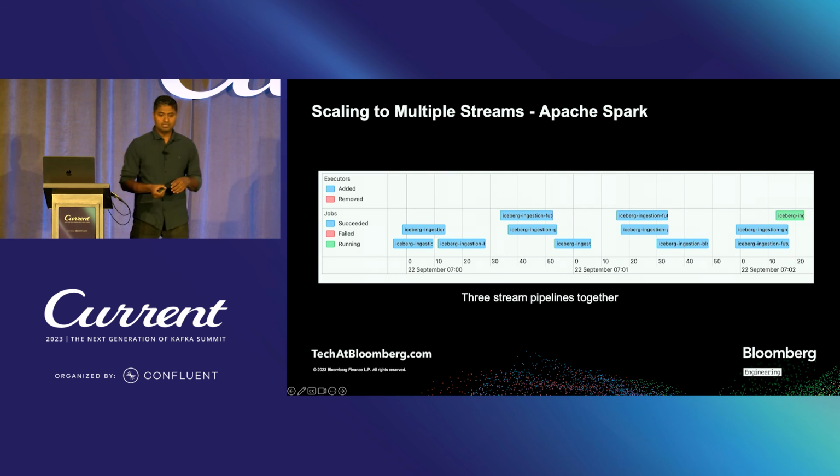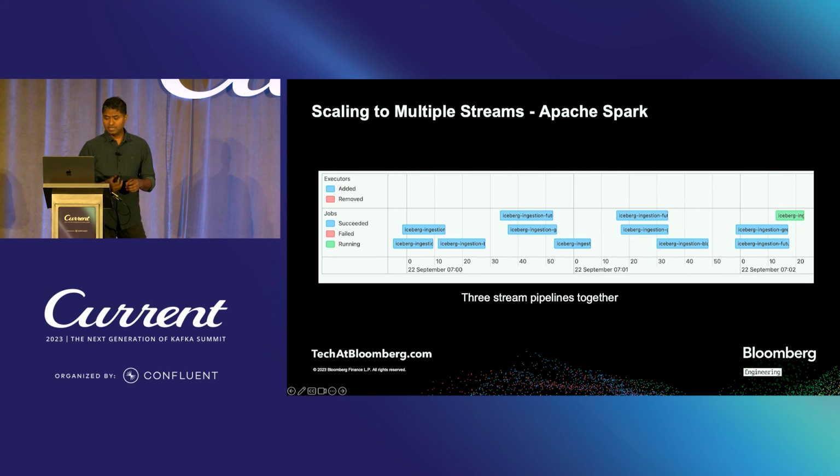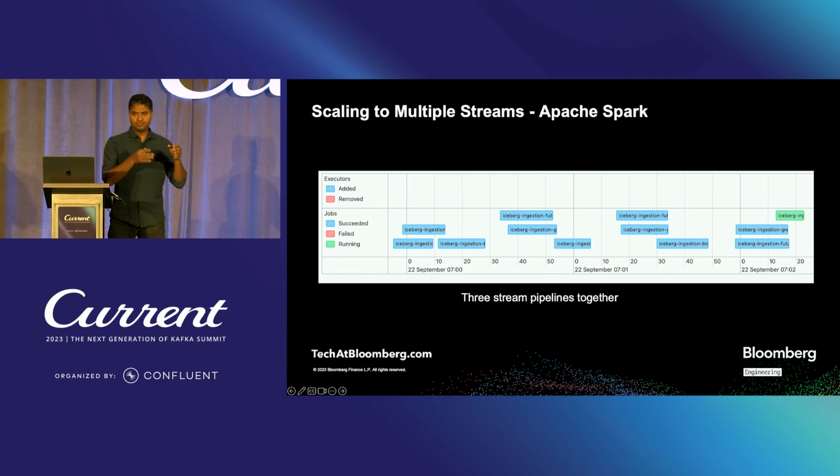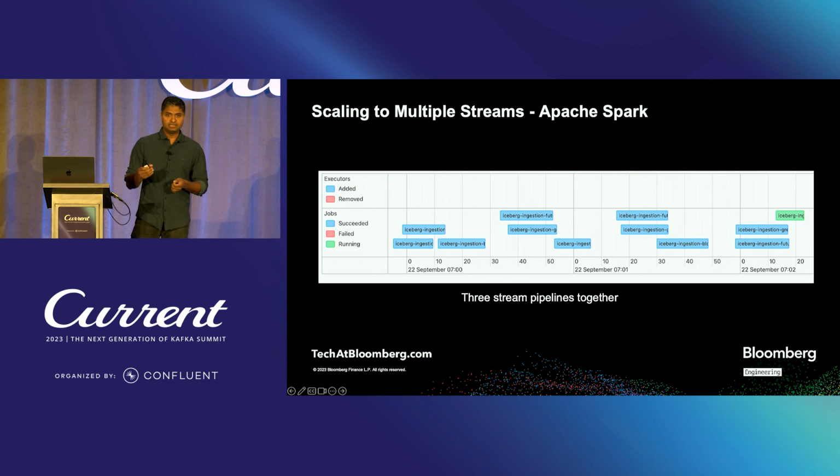Spark also provides a similar approach where you can run multiple streams, although it's not like Flink where you can run all of these in parallel. Spark submits these jobs in FIFO, first in, first out, scheduling mode, one job after the other. And here is an example where a single Spark job with 2 executors is running 3 different streaming pipelines in periodic intervals.